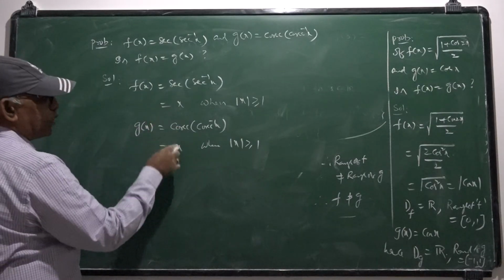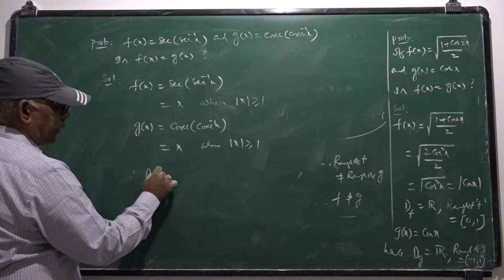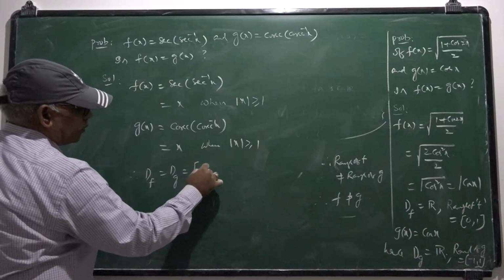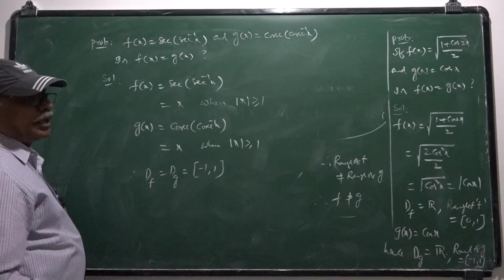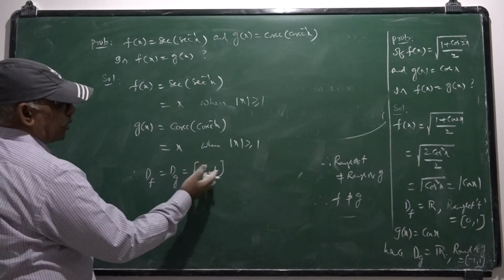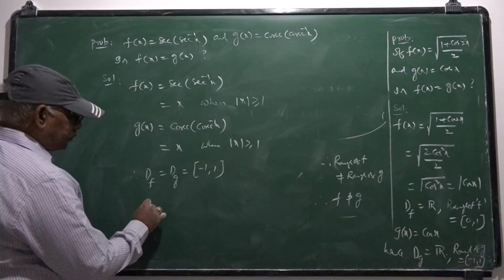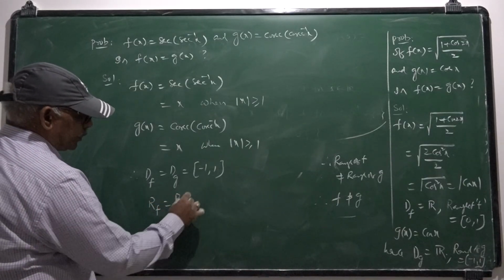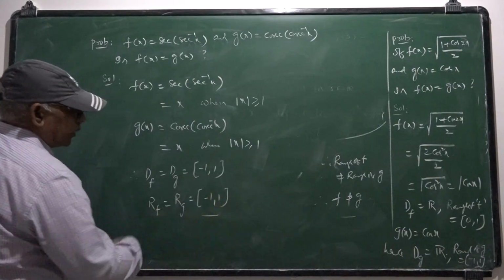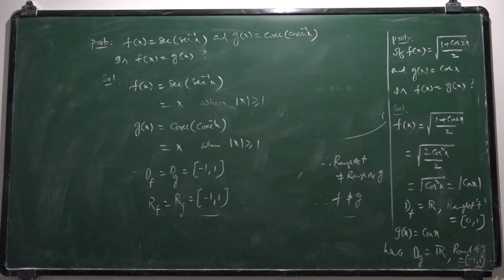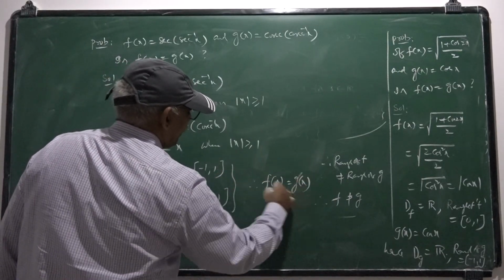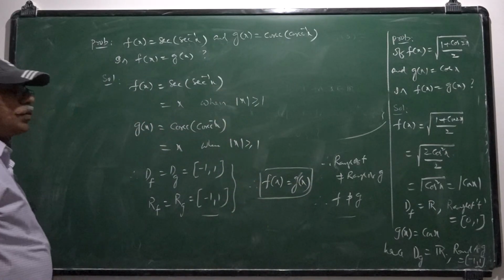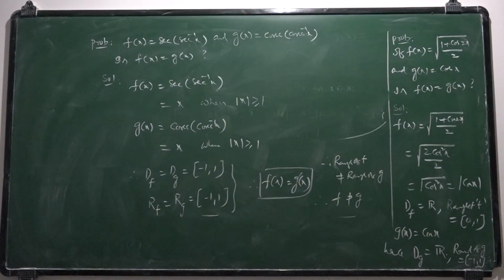So the domain is the same. Domain of f equal to domain of g. Range is x itself, which takes any value that lies outside minus 1 to 1. So the range of f is the range of g. Hence, therefore, f(x) is g(x). In this case, f equal to g. These two are equal functions.